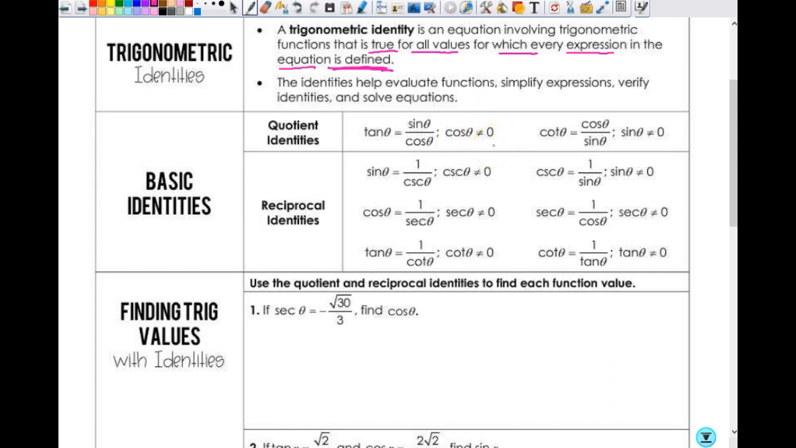It says the identities help evaluate functions, simplify expressions, verify identities and solve equations. So we're going to learn how to manipulate some stuff that's going to lead into some other things that eventually leads into us actually solving equations with trig values in them.